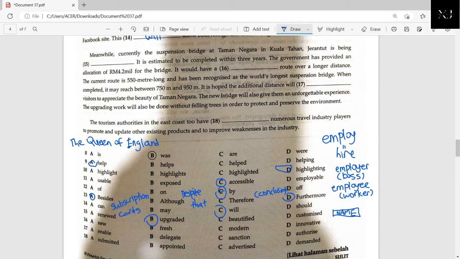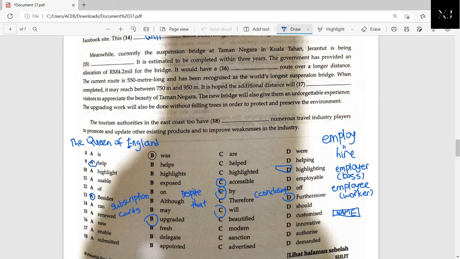The government has provided an allocation of 4.2 million for the bridge. So what is allocation? It means their budget to upgrade the bridge is 4.2 million. So they allocate the money there. They put this amount of money there. Okay, it would have a something route over a longer distance. So what is a route? Route is the way.